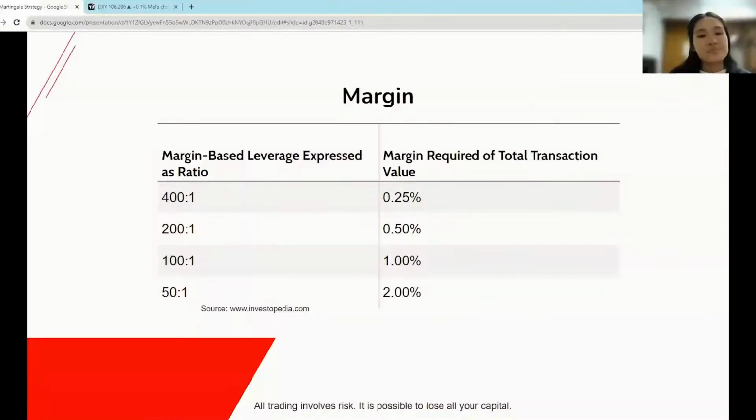Okay? So let's say, for example, you're required to deposit 1% of the total transaction value as margin, and you intend to trade one standard lot, which would be equivalent to 100,000 USD, but the margin required is only $1,000. So your margin-based leverage will be 100 to 1. Okay, for a margin requirement of 0.25%, you can see here your margin-based leverage would be 400 to 1, and it's using the same formula.